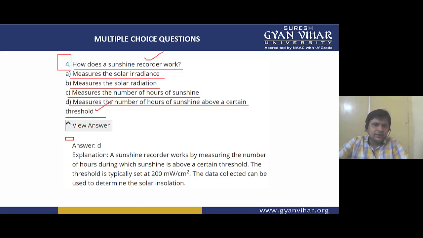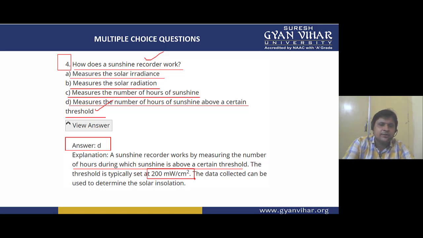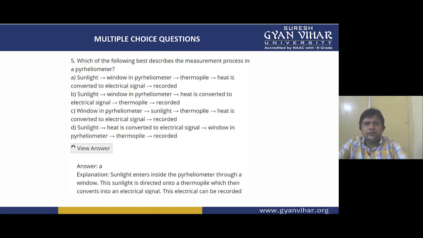So D is the correct answer, and the explanation is what? A sunshine recorder works by measuring the number of hours during which sunshine is above a certain threshold. The threshold, what is threshold? It is typically set at 200 milliwatt per centimeter square, and the data collected can be used to determine the solar insolation. So this was your multiple choice question number 4. Let's move into the next one. This is our MCQ number 5.